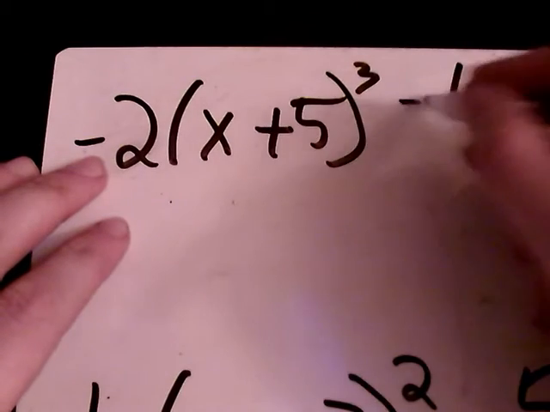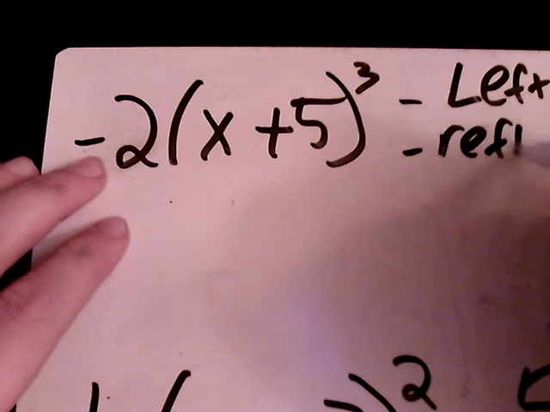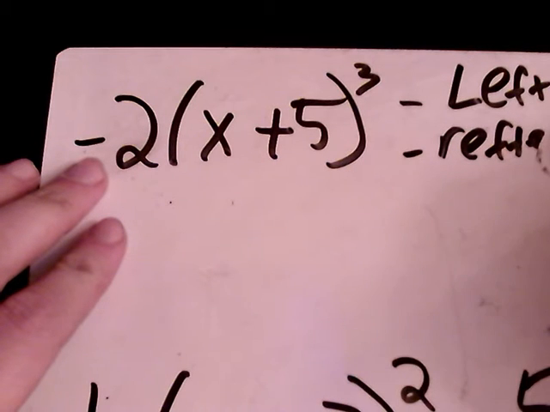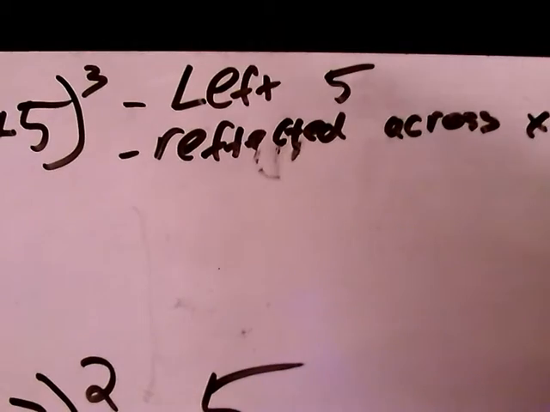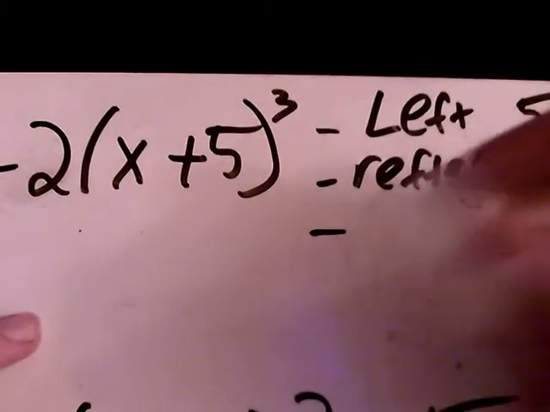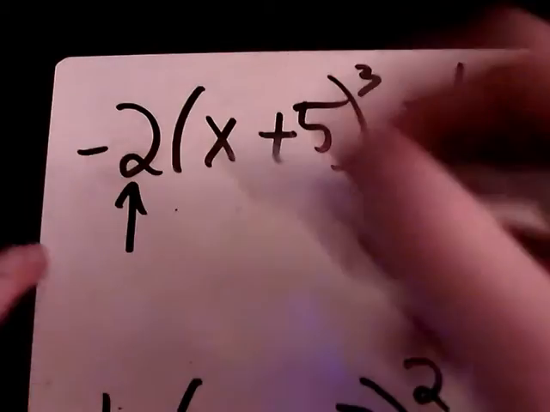Remember, the negative means it's reflected across the x-axis. So we know it's reflected across the x-axis, meaning it's pointing downwards, or it's just going to be a mirror image. Now remember this 2.